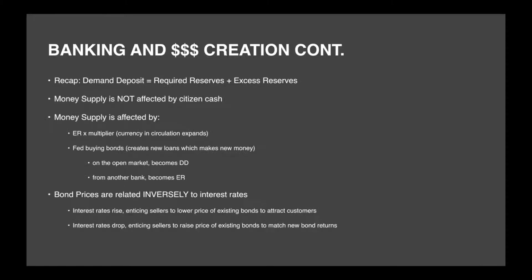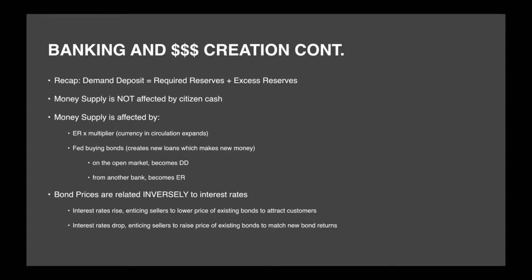So a conclusion that we can draw from what we've discussed so far is that demand deposits equal the required reserves plus excess reserves. And now let's move on to another topic within this subcategory, money supply. Money supply equals currencies in circulation plus checkable bank deposits.